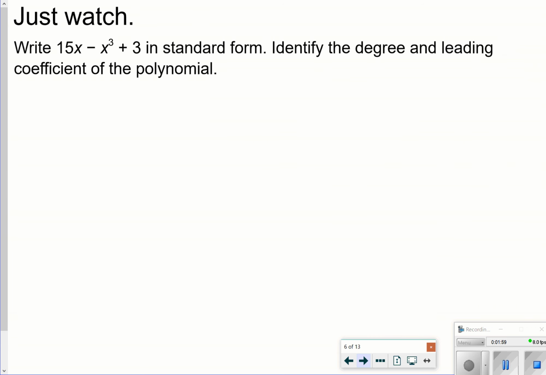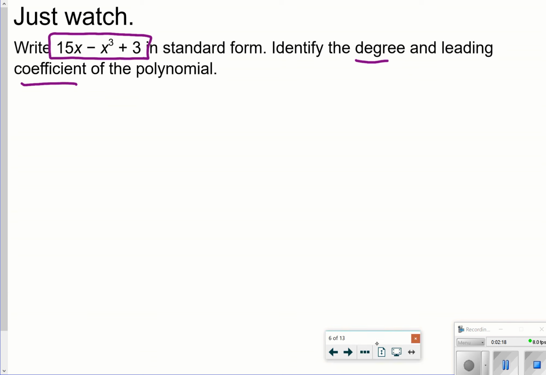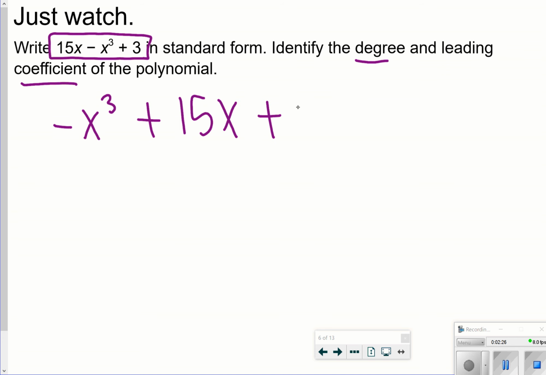So what we're going to do first is just classify polynomials. These are super easy to do, and all you have to do for this one is identify the degree and the leading coefficient. So first it says to write it in standard form, and this is not in standard form yet because my exponents are not in decreasing order. So what I would do first is put my x to the third first, so negative x to the third, and then plus 15x because that's positive, and then plus 3. So the constants always go in the back, and the leading coefficients or the highest exponents always go in the front. And then it says identify the degree.